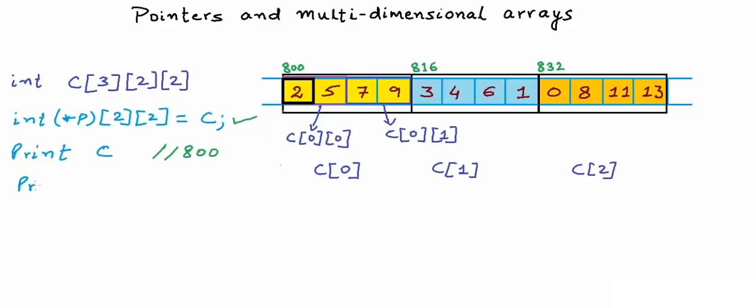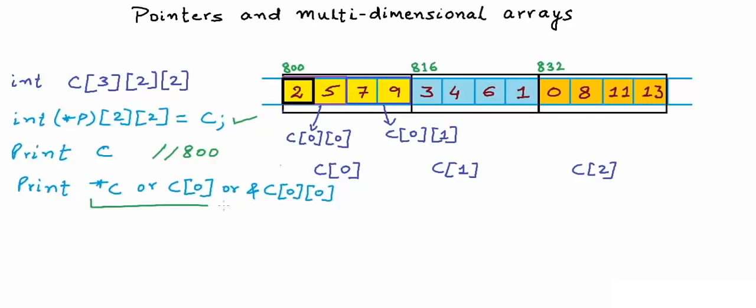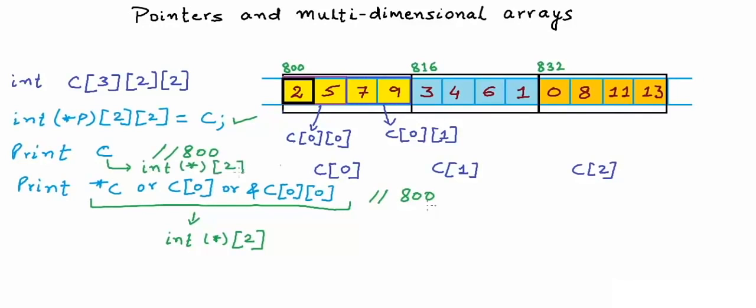Now if I perform a dereferencing and try to print asterisk C, this will be the same as C0, and C0 is a two-dimensional array, so we will get a pointer to the first element in C0. All these expressions are returning a pointer to a one-dimensional array of integers of size 2, and the address printed will be 800. Remember, C is of type pointer to 2D array of 2 cross 2, and dereferencing once gives us a pointer to a one-dimensional array of 2 integers.